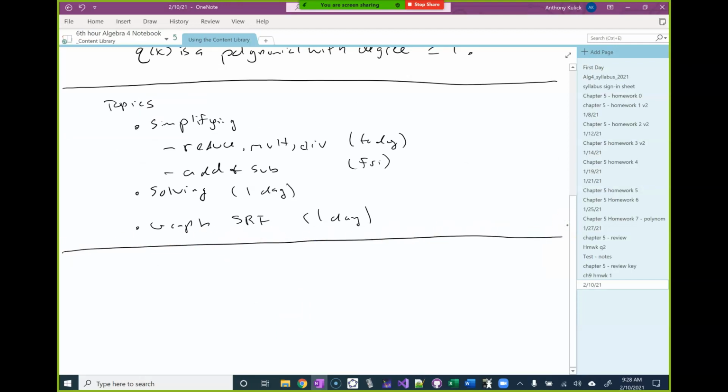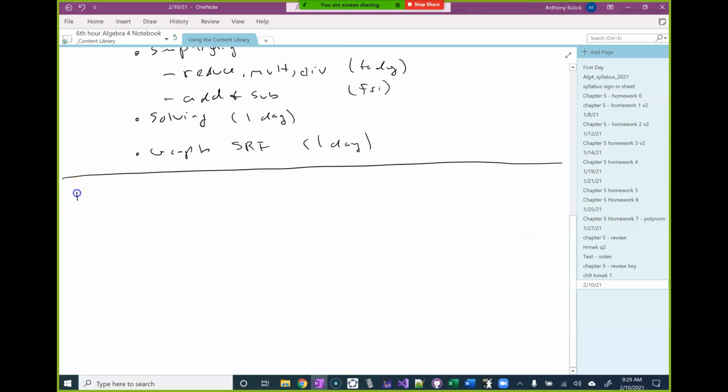Chapter 5 was as overwhelming at times as it felt. This should be considerably less so, as there are much fewer topics, much more familiar kinds of topics. There's no big theorems that we're going to use to do something special for just this kind of function. Okay, so let's move on and talk about these 3 topics for today: reducing, multiplying, and dividing.